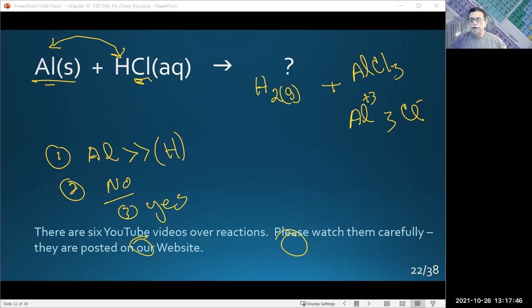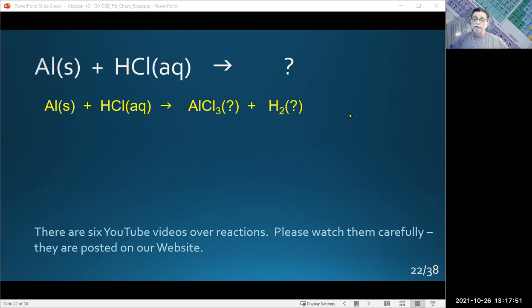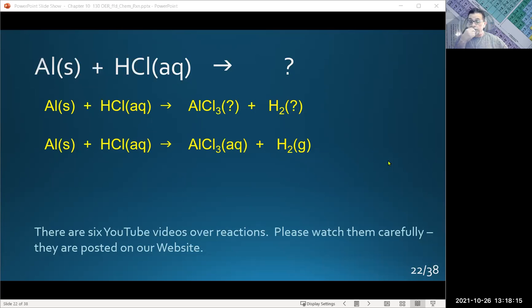And now it's a matter of balancing them. Let me clear this up a little bit. Okay, and there's the reaction. Now we put the physical states. We know hydrogen gas is a gas, obviously. And aluminum chloride, based on the solubility rules, chlorides are soluble. There's only three examples of chlorides that are not soluble, and that is silver, mercury, and lead. So AlCl3 is aqueous. And we got the reaction.